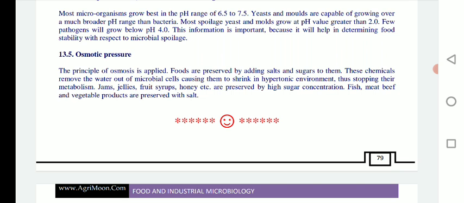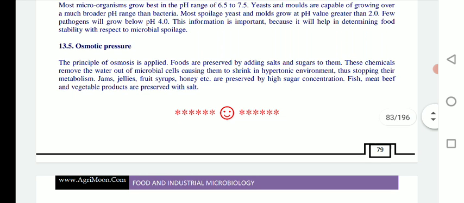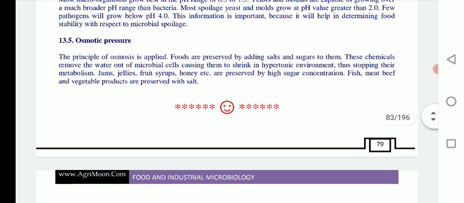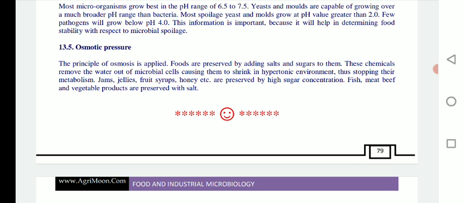And why are these stable? Because of the high salt condition. In high salt and high sugar conditions, the osmotic pressure on microbes increases and they cannot survive. These chemicals remove water out of microbial cells, causing them to shrink in a hypertonic environment and thus stopping their metabolism. So jam, jellies, fruit syrups, honey, etc.